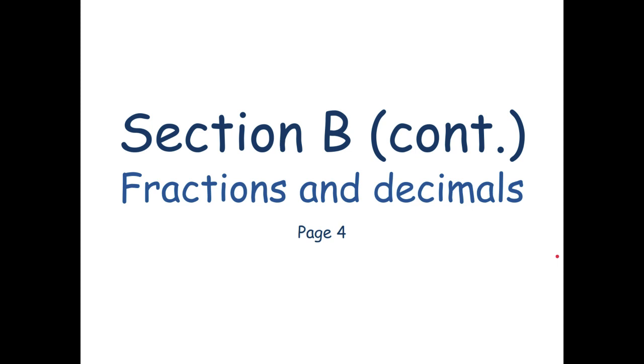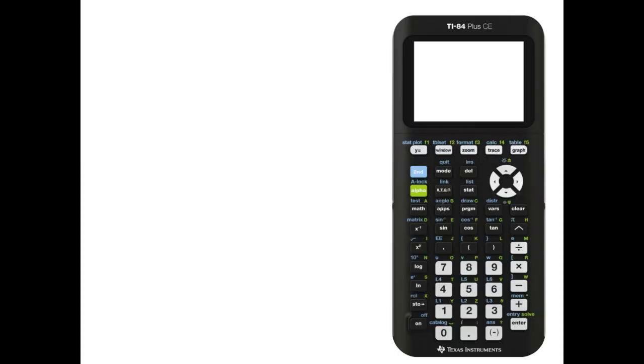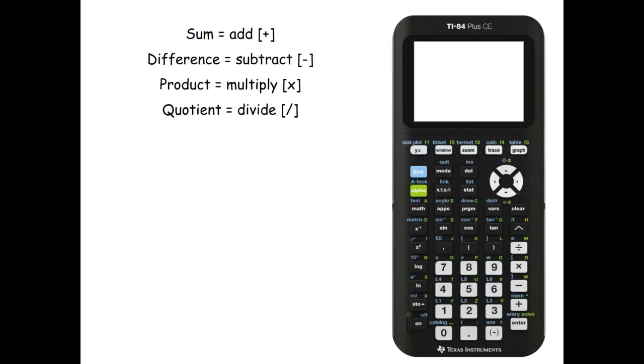Now continuing with section B, continued, which is fractions and decimals. This is operations using fractions and decimals together and using the calculator to find the answer. So we have the calculator. We have 4 different word associations for the different operations.